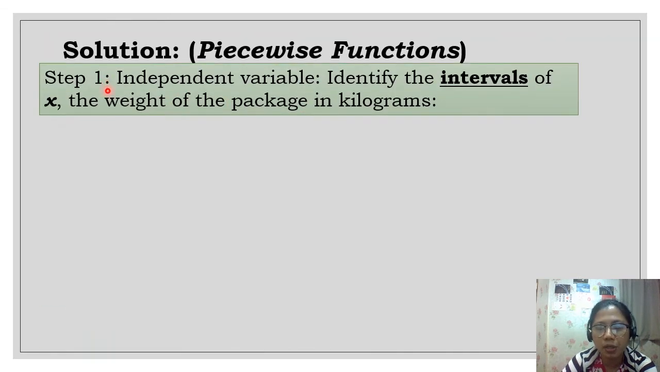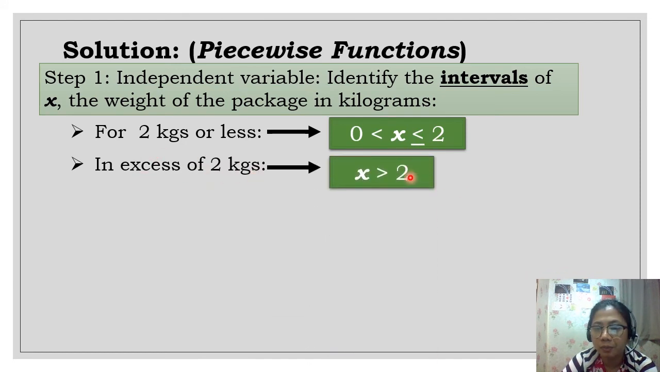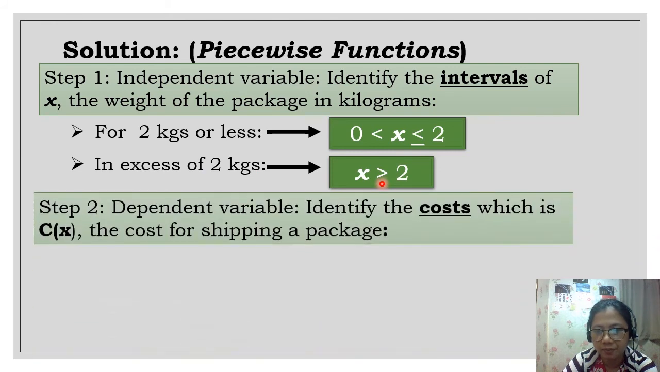So for the solution, again, we have step 1. For the independent variable, we will identify the intervals of x, the weight of the package in kilograms. For 2 kilograms or less, the interval would be x is greater than 0 but is less than or equal to 2. In excess of 2 kilograms, our interval would be x is greater than 2. Our second step would be the dependent variable, which is the cost, c of x, the cost for shipping a package. We have 2 conditions for this.